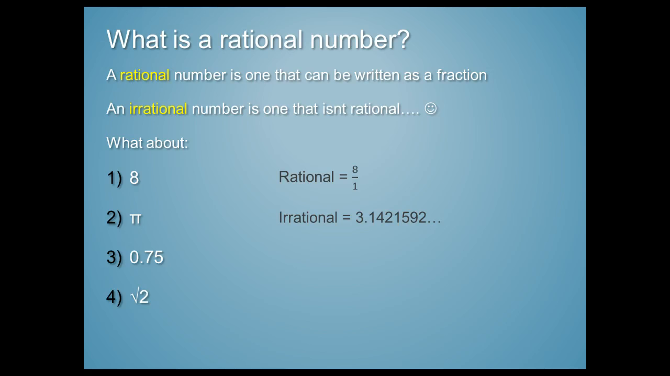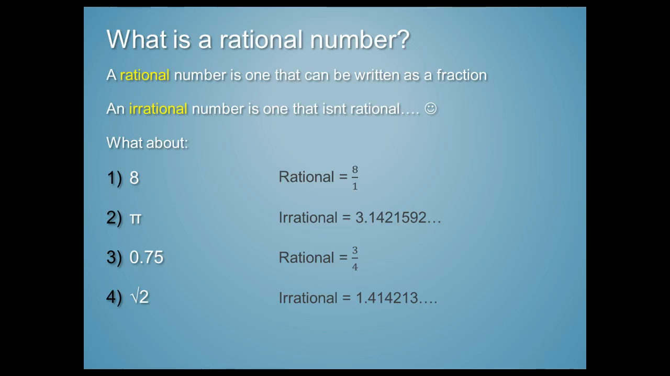What about 0.75? It's rational because you can write it as 3 quarters. And as you can see, it's not an infinite decimal. It has a very distinct stop to it, so that can usually be a good clue as to whether a number is irrational or rational. What about the square root of 2? It's irrational because it's 1.41421, etc. And this makes the basis of our lessons, because the square root of 2 is a surd.